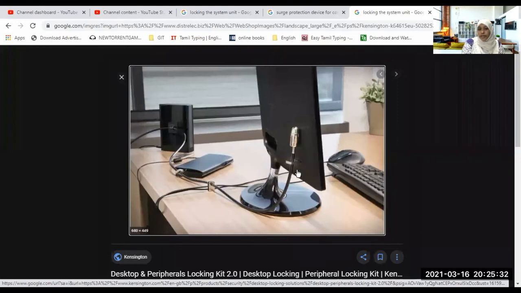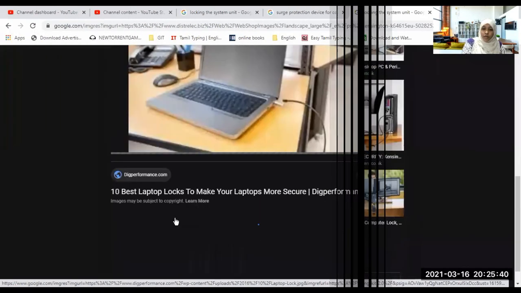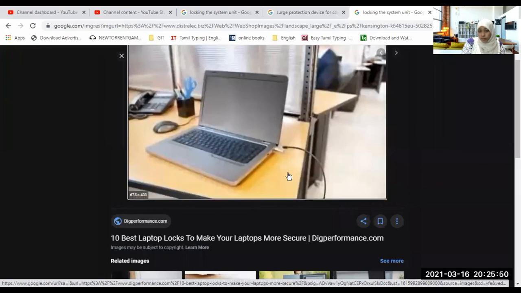See, this is a way of locking. This is a lock. There are numbers. Okay, if you want to unlock, you can unlock from these numbers. Laptops also can be locked. See, like this.